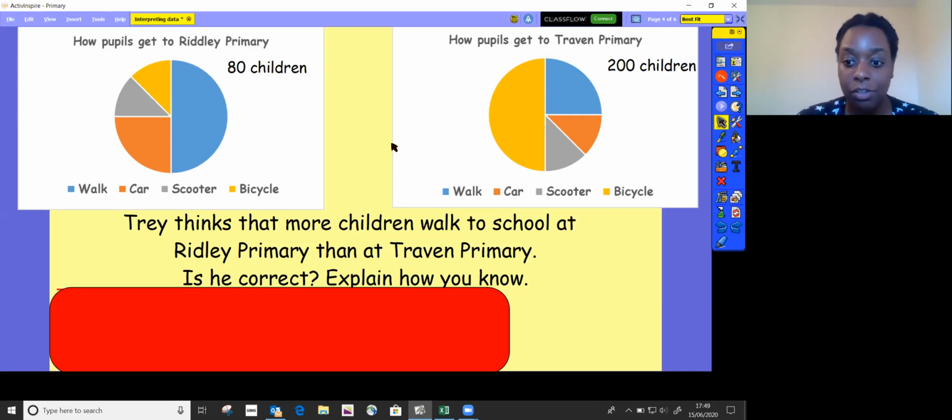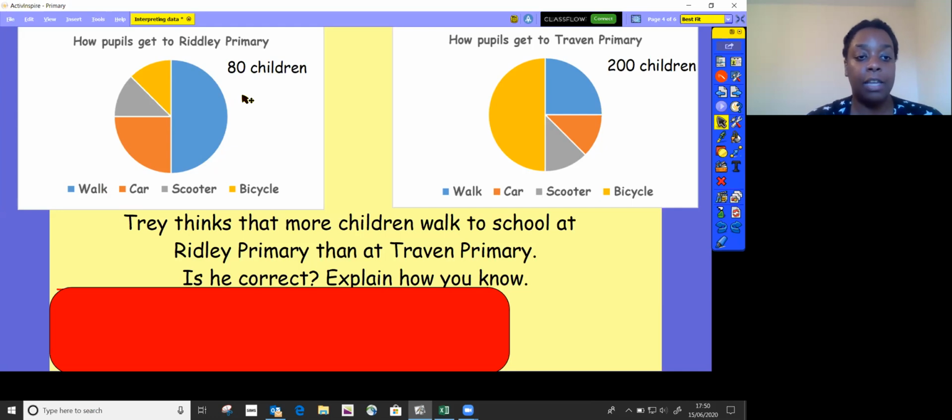However, what Trey has not thought about is the number of children involved in this survey. So in Ridley, we have 80 children, and at Travern, we have 200 children. Because the totals of the schools are different, we have to think about that before we can make any assumptions on the data.